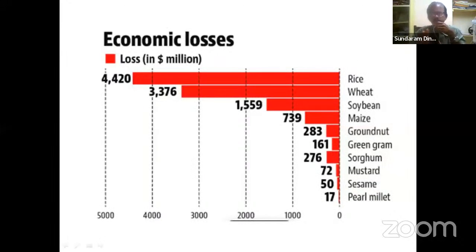So this is the chart showing the loss incurred by pests to different agriculturally valuable crops. See, rice is the worst affected, then wheat, soybean, maize, groundnut, green gram, sorghum, mustard, sesame, pearl millet. These are all food grains, and we have been losing a lot of money to insect pests. This is the data from around the world.